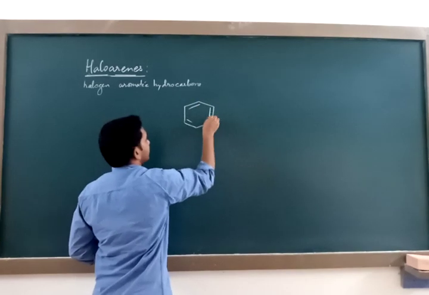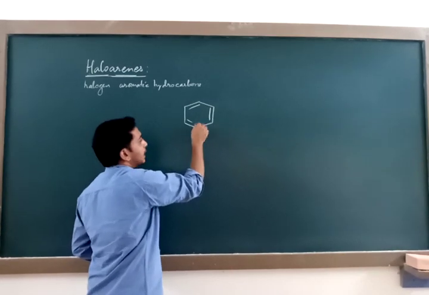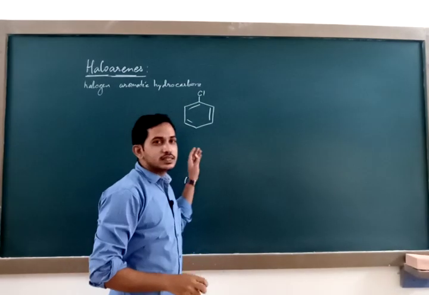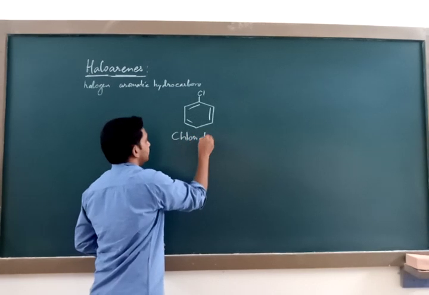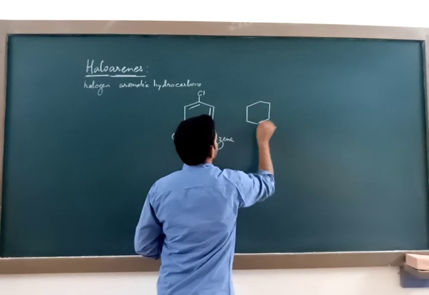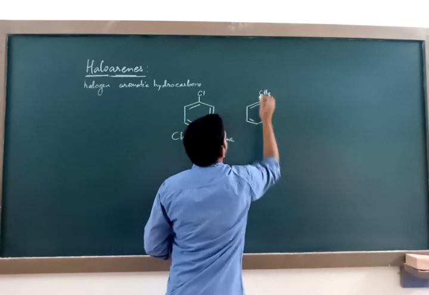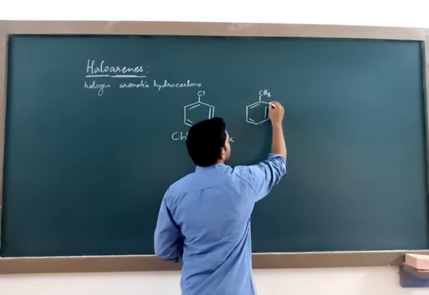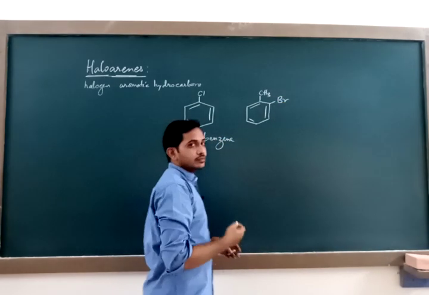this is an example of benzene. In benzene there are 6 hydrogen atoms on all the 6 carbon atoms. So if one hydrogen atom is replaced by any one halogen, we call this a haloarene. This is an example of chlorobenzene, or else this is toluene. In toluene, if one hydrogen atom in any place is replaced by any halogen, say bromine, then this is an example of haloarene.